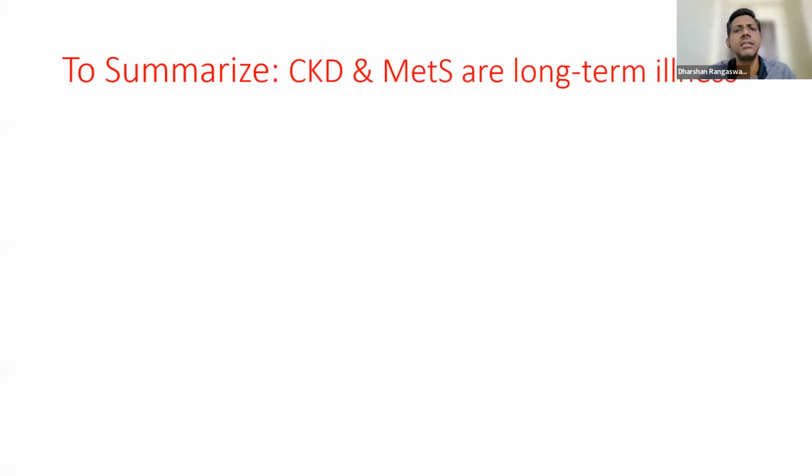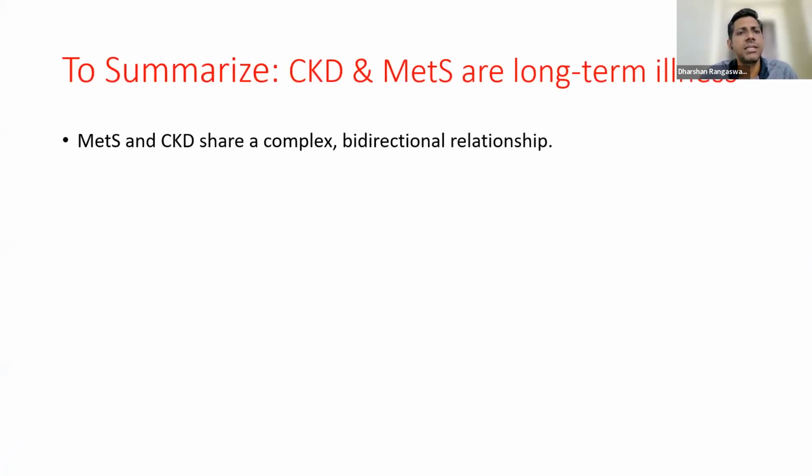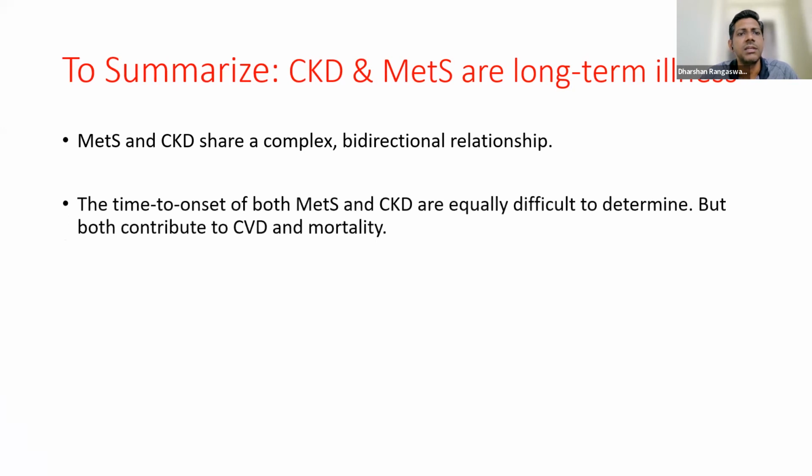To summarize, metabolic syndrome and chronic kidney disease share a complex bidirectional relationship. Both are long-term illnesses. The time to onset of both metabolic syndrome and chronic kidney disease is equally difficult to determine. So you don't know whether it is the egg or the chicken which is coming first, because we often detect them when they are already established, but both contribute to cardiovascular disease and mortality. So that's the crux: you need to hit them both.